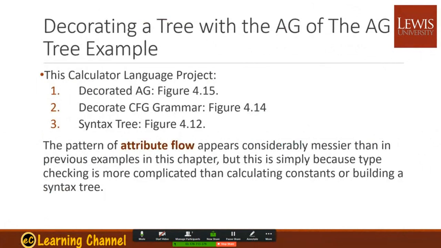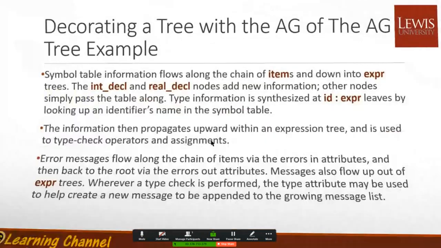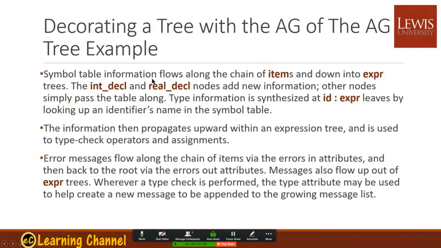Decorating a tree with the attribute grammar. We have the decorated tree in 4.15, the tree grammar in 4.14, and the syntax tree in 4.12. These three are the same one project. Symbol table information flows along the chain of the items and down to the expression tree. The integer declaration and real declaration nodes add new information. Other nodes simply pass the table along.